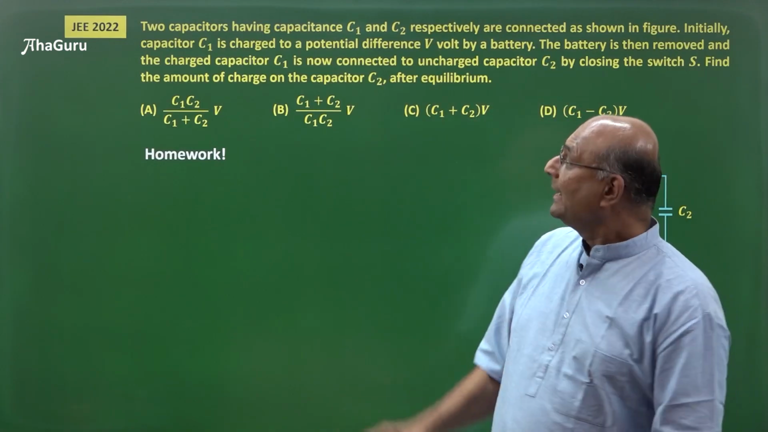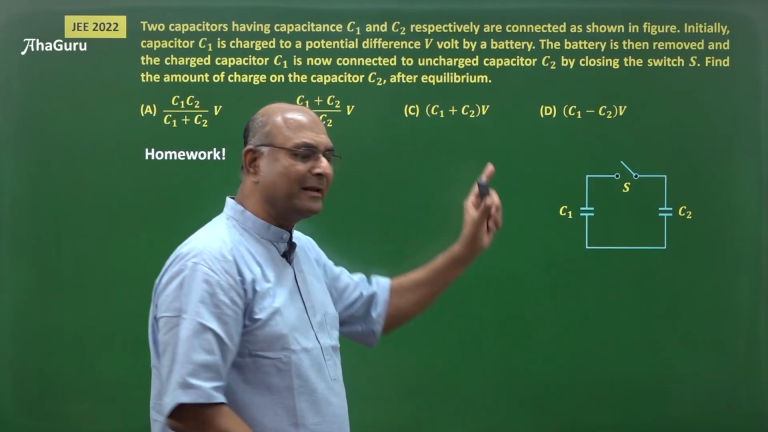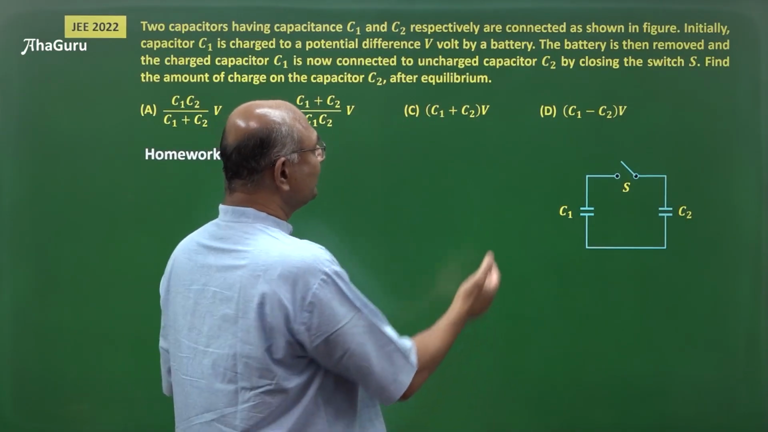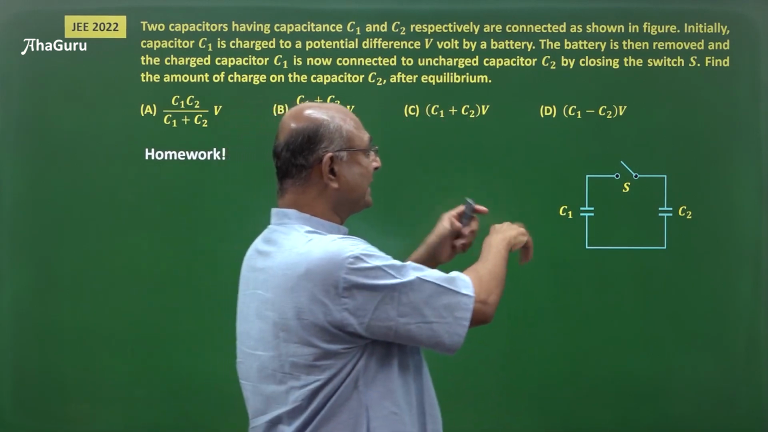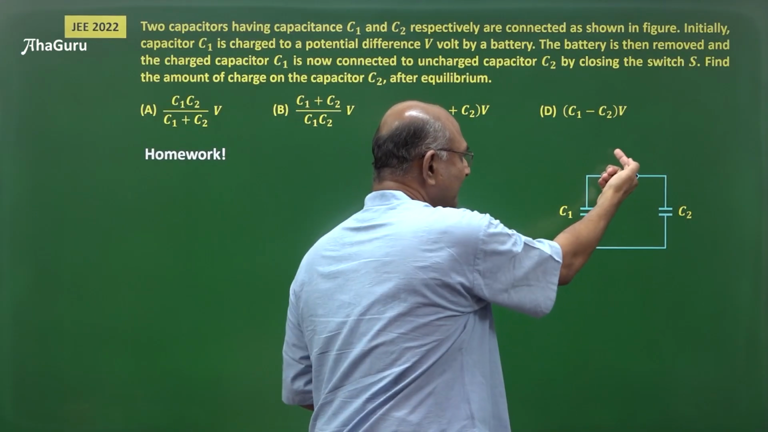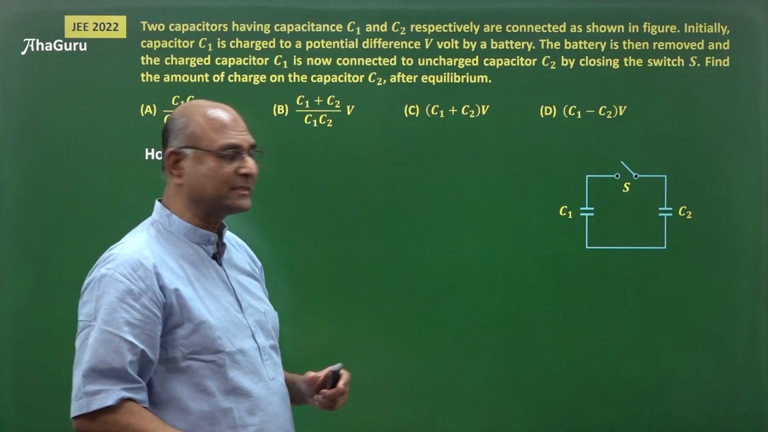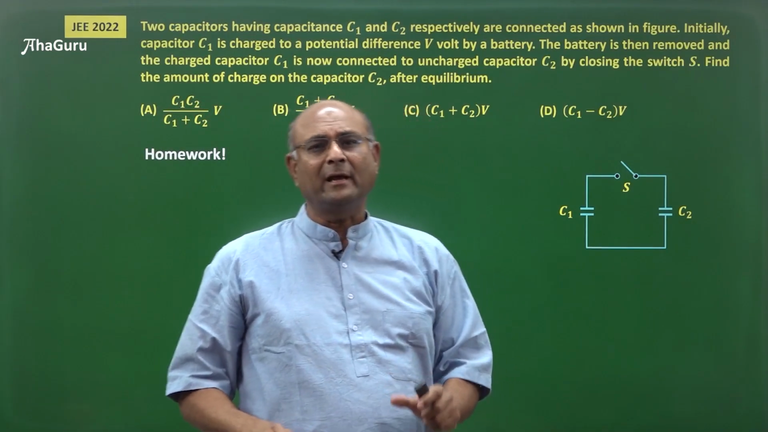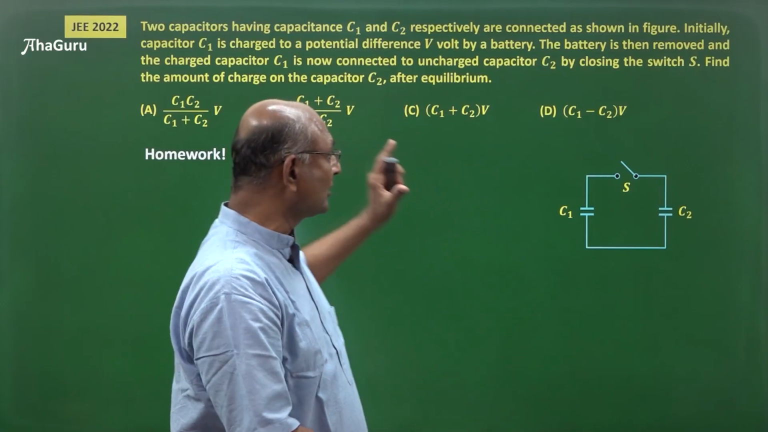We are now out of time, so I'm going to ask you to do this question as homework. This is very similar to the questions that we have done. Initially this capacitor C1 is connected to a battery, the battery is removed, and then it is connected to a new capacitor C2. When the switch is closed, they're asking about the amount of charge on capacitor C2 once equilibrium has been reached, right? Very straightforward, the same approach that we have used so far, you can use to solve this question.